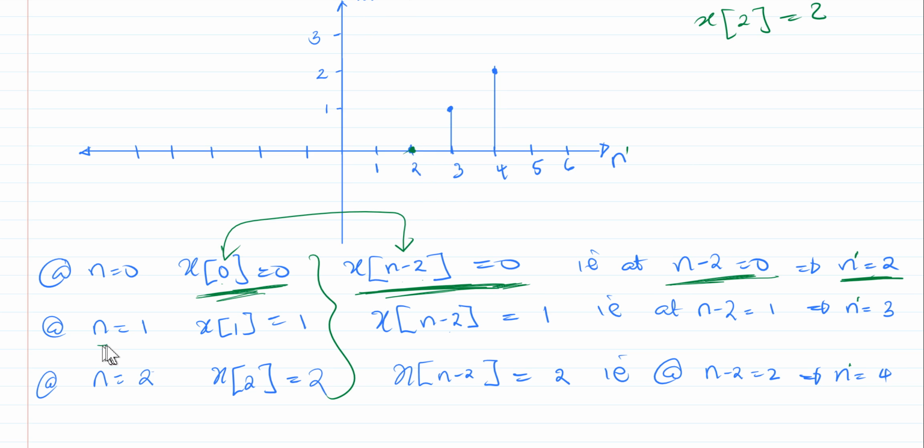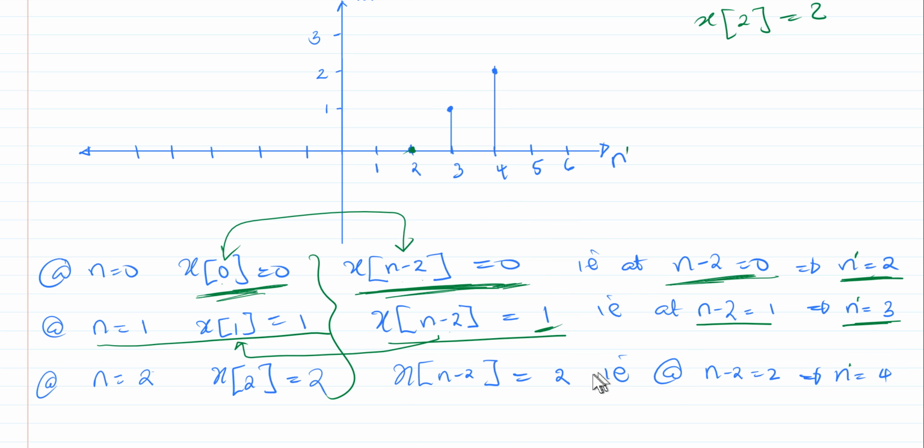Similarly, we know that x of 1 is 1 at n equal to 1. And therefore, when we equate this term with this term at the center, we say that n minus 2 is equal to 1, and we have our n is equal to 3. And therefore, that value is 1 here. We put a 1 there.